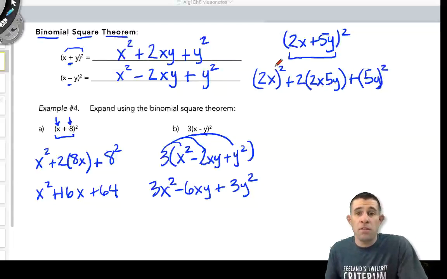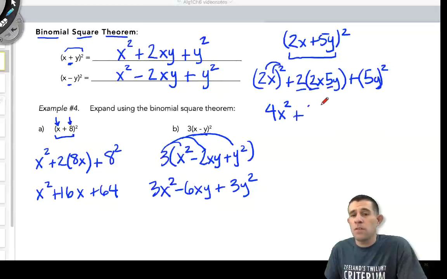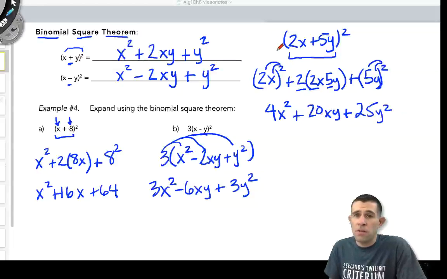Now we need to simplify this expression. When I square a 2x, I have to square both the 2 and the x. So that results in 4x squared. Next, we have 2 times 2, which is 4, times 5, which is 20. So that gives us 20xy. Finally, plus 5y squared. I need to square both the 5 and the y, so that turns into 25y squared. So this is example C that you can find on your notes there.